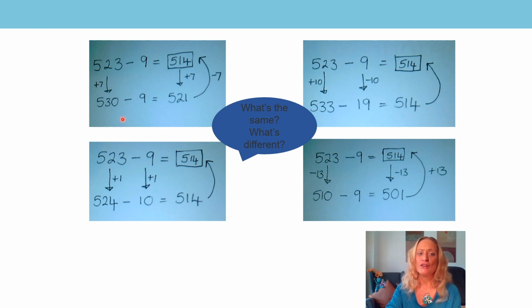Actually, if I subtract 9 from 530, I've got 521, haven't I? And I've got to remember that if I've increased my minuend by 7, I'm going to have to decrease my difference by 7 as well. And actually here I can use my multiplication knowledge, can't I? My times tables facts, because I can see I've got 7, 14, 21, and that helped me as well. So although I used a variety of mental strategies within there, they were all very efficient.